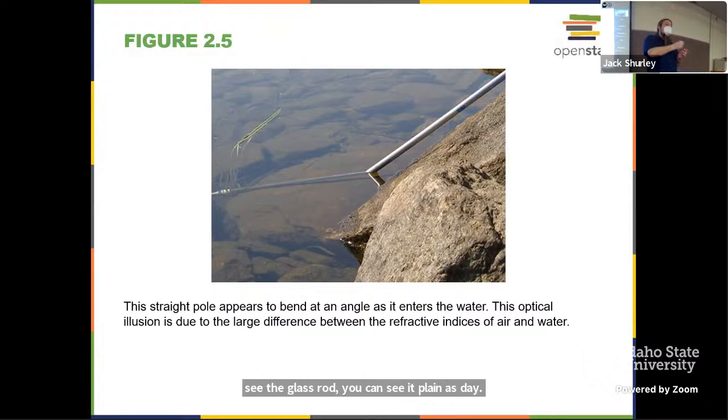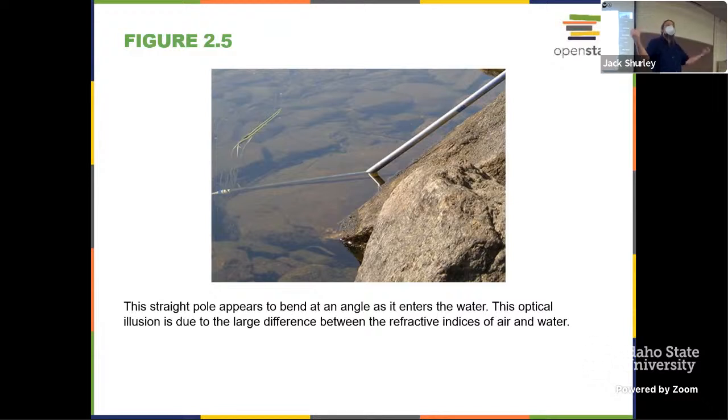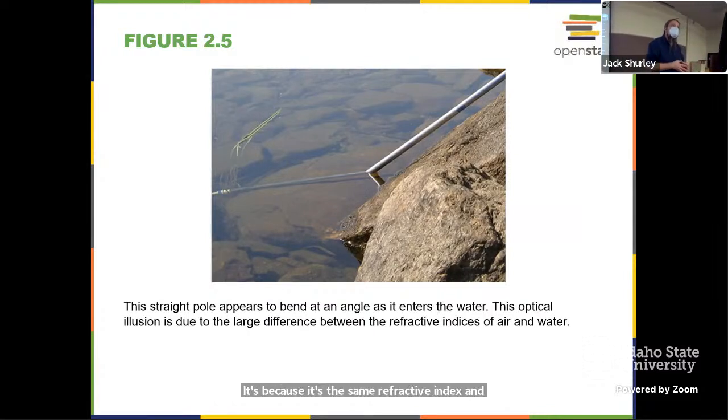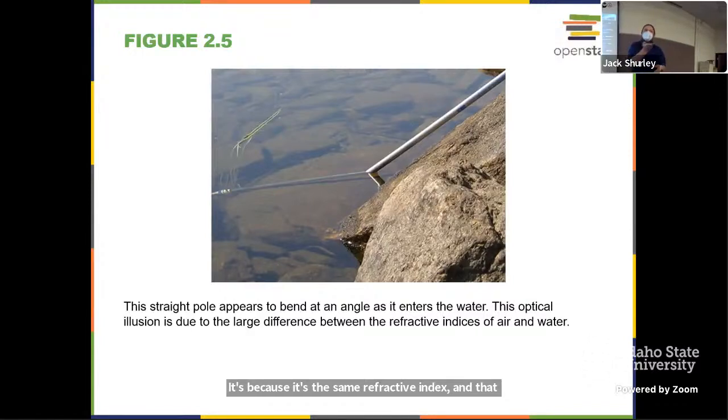And as soon as it goes into the jar full of oil, you no longer see it at all, right? It's invisible. It looks as if you maybe broke it. It's completely gone until you pull it back out. It's stinking magic, right? It's because it's the same refractive index, and that glass goes away once it touches the oil. You don't see it bending. You don't see it at all.